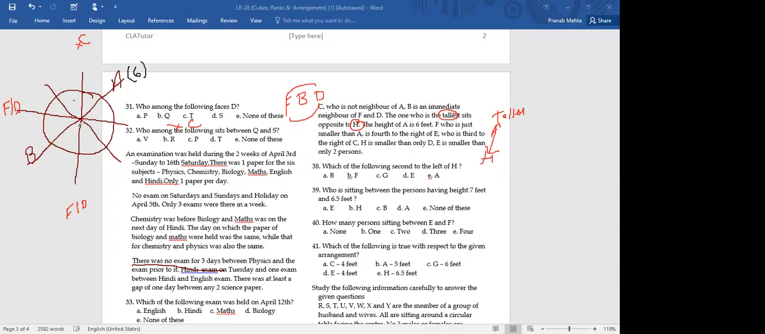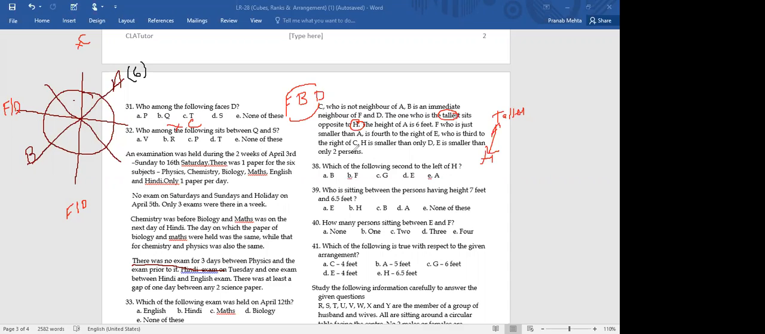Now, if F is here, 1, 2, 3, 4, E can come here. And if F is here, so 1, 2, 3, 4, E can come here. Is this clear? So we'll see. Is there any other data? A is fourth to the right of E.